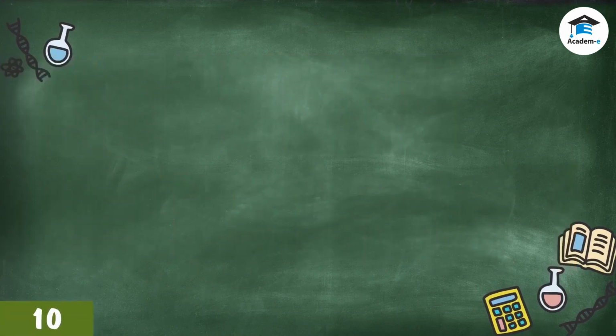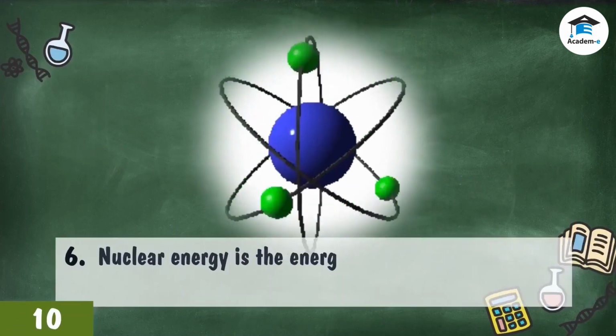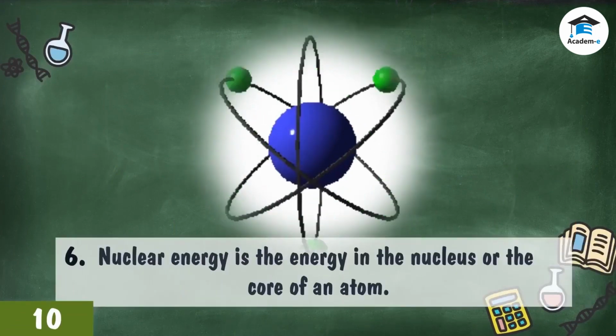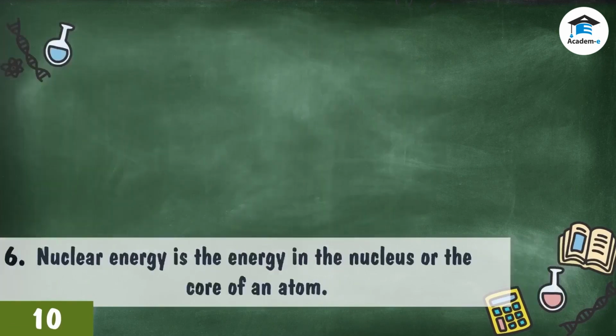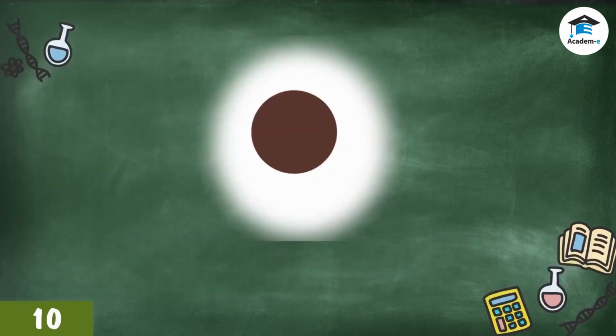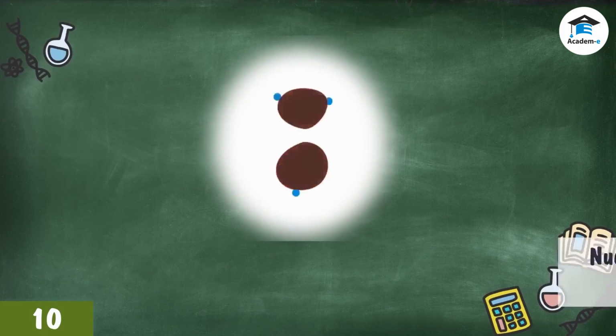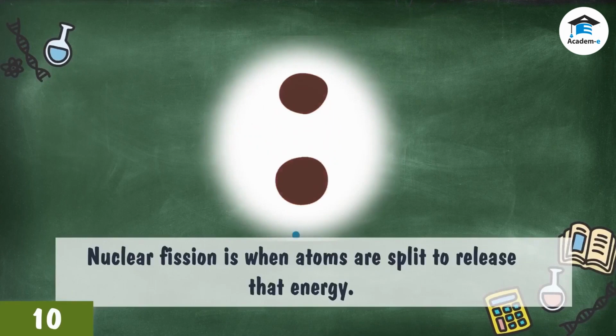The sixth form of energy is the nuclear energy, which is the energy in the nucleus or the core of an atom. It is the energy released during nuclear fission or nuclear fusion. In the process of nuclear fission, atoms are split to release that energy.